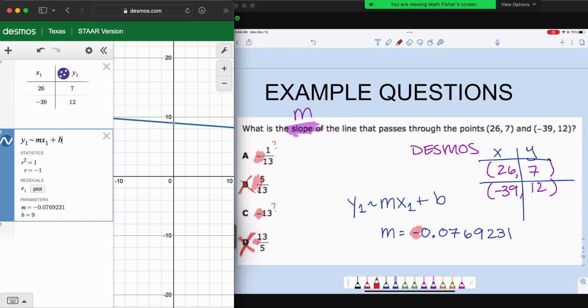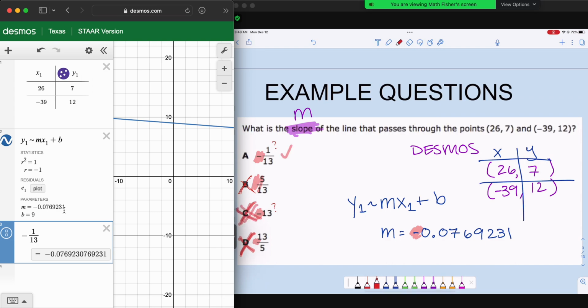So let's change answer choice A to a decimal. So in Desmos, we're going to type negative 1 divided by 13. And that gives us negative 0.076923, which is the same as this number right here. So A is my answer. Negative 13 does not change into a decimal. So A would be my answer. This equals negative 0.07692307, which is the same as this number.